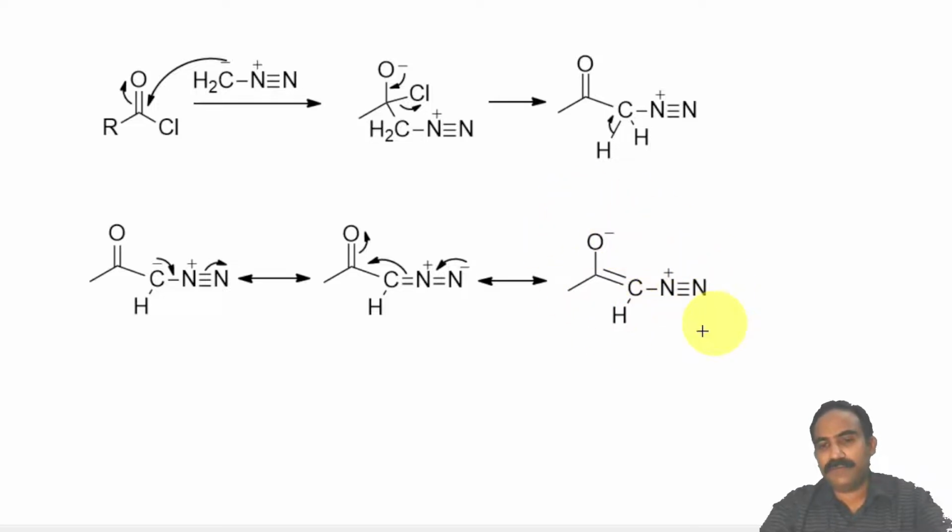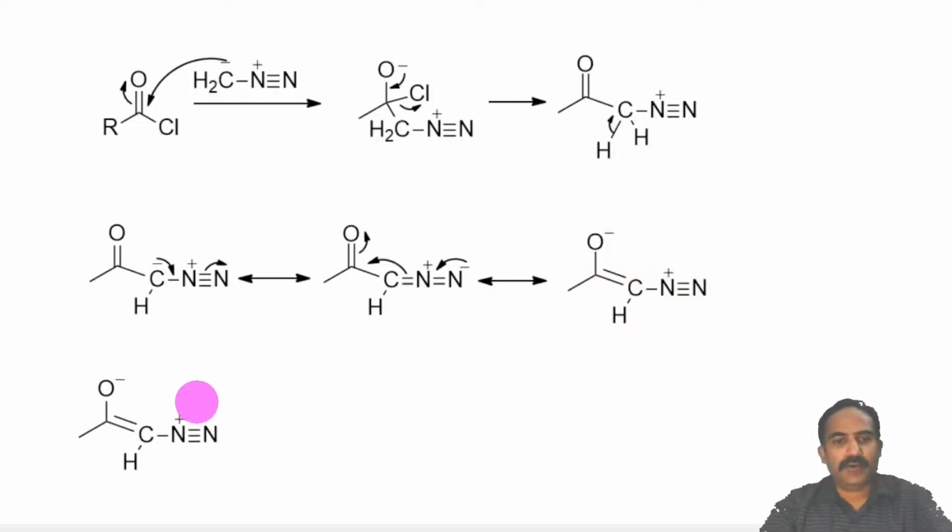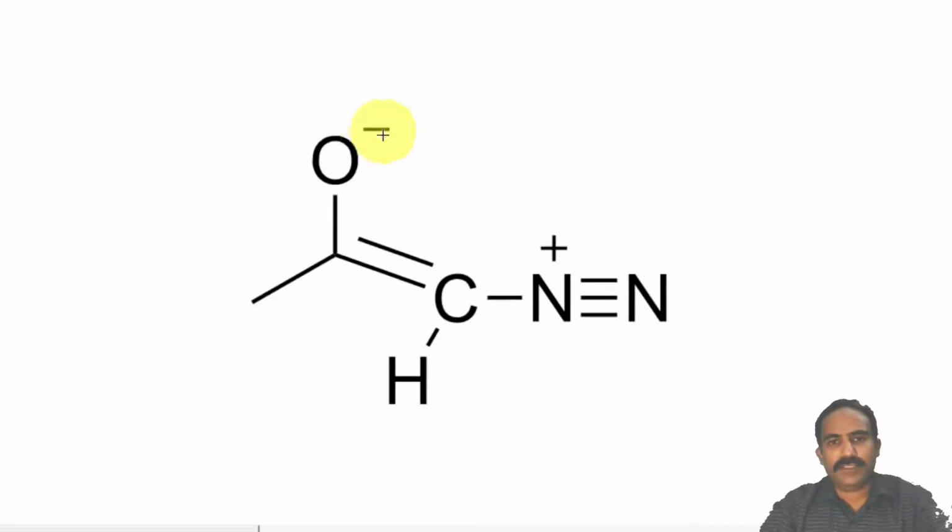It's easier to show this from this structure. Let us copy down the structure and show a mechanism there. The two electrons on this oxygen are going to make a new bond with this carbon. That can be shown like this. That means a new bond is forming to this carbon. An old bond has to break.